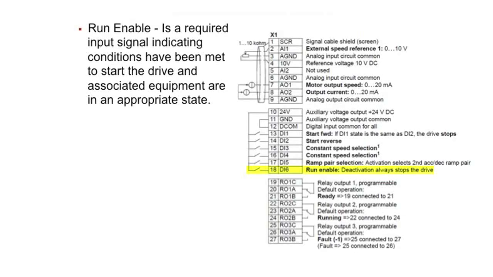This is, in addition to the start commands and the stop commands that we talked about, a signal, and you can see on this particular drive it's brought into digital input 6. If I open that contact, if I open up this DI6 switch, the drive's going to not only stop, it's going to stop gating. It's going to stop providing energy to the motor. Now there's a difference there.